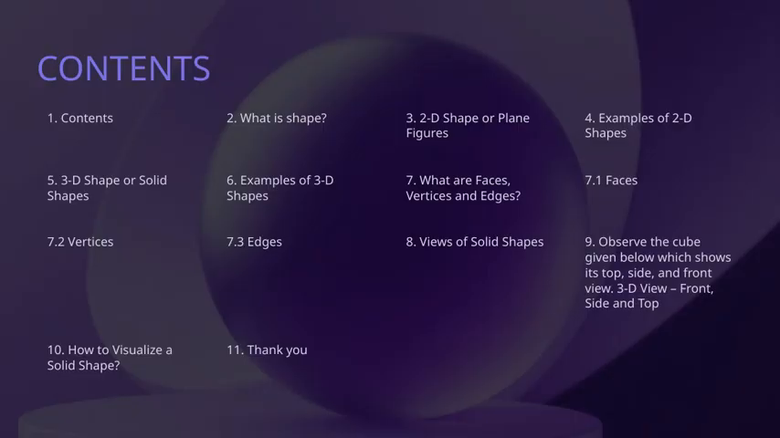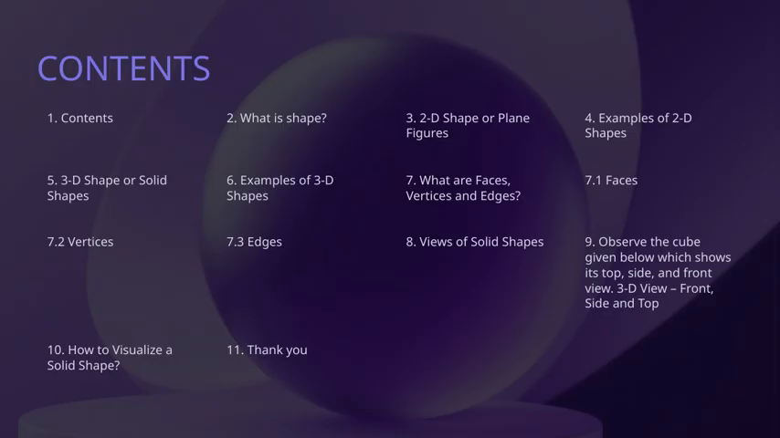Let's take a quick look at the contents of today's presentation. We will start with an overview of different shapes, both 2D and 3D. Then we'll explore what exactly a shape is and how to identify and differentiate between plane figures and solid shapes. We'll look at some examples of each to solidify our understanding. Next, we'll focus on 3D shapes specifically, discussing their key features like vertices, edges, and faces. We'll see how to visualize these solid shapes from different perspectives, which is really important for understanding their structure.